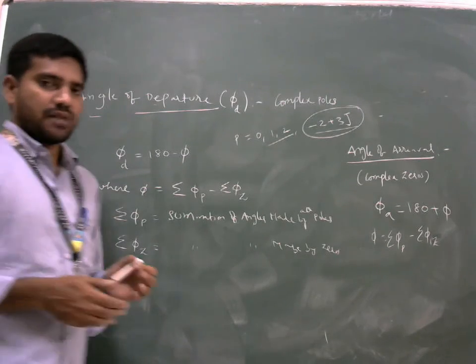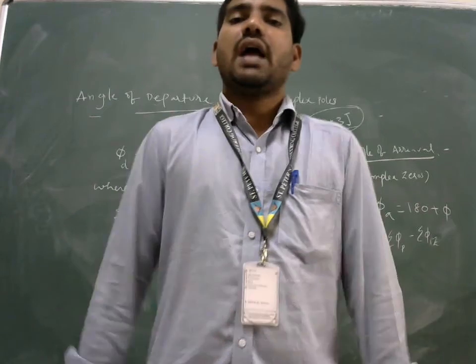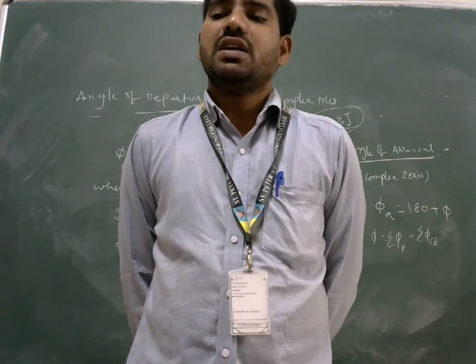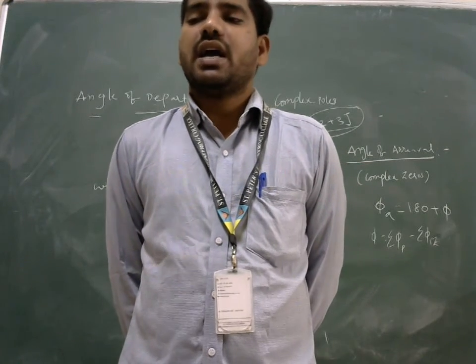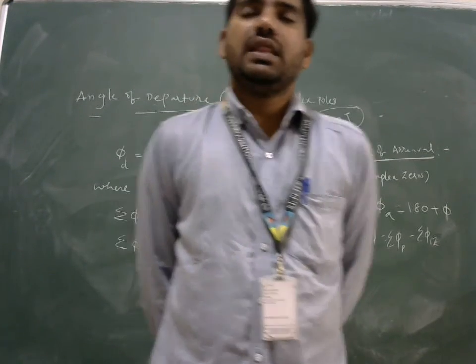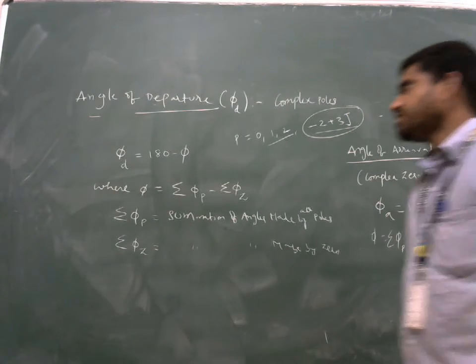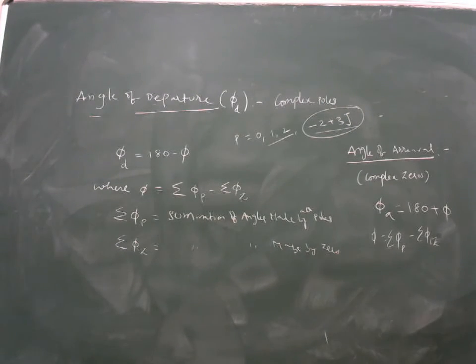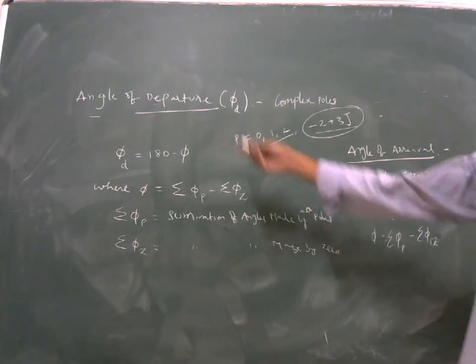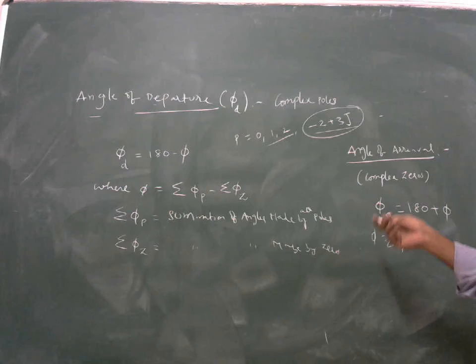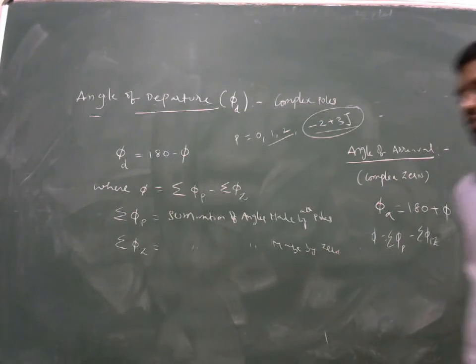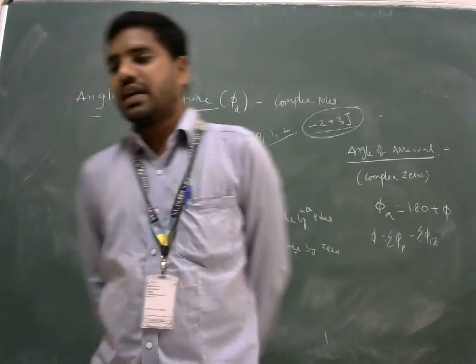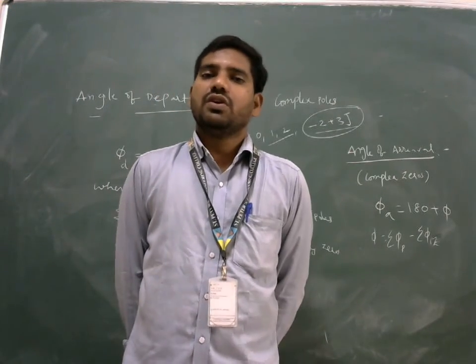We are not going to find the angle of arrival and angle of departure for all problems. We find them only in one case. In any given transfer function, if you have complex poles, then you have to discuss the angle of departure. If you have a complex zero, then we discuss the angle of arrival. These are the rules of the root locus.